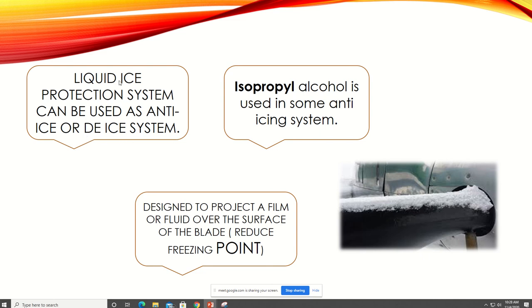When we are talking about liquid, what kind of liquid do they use? Isopropyl alcohol is used in some anti-icing systems. Why do they use isopropyl alcohol? This is the kind of liquid that can stand a high freezing point.